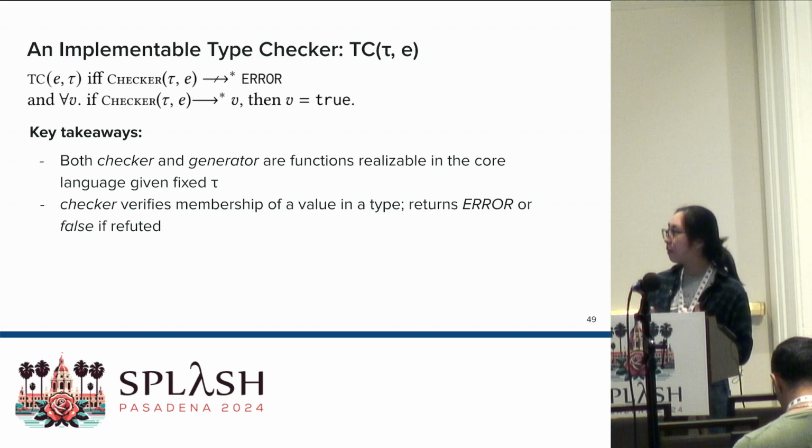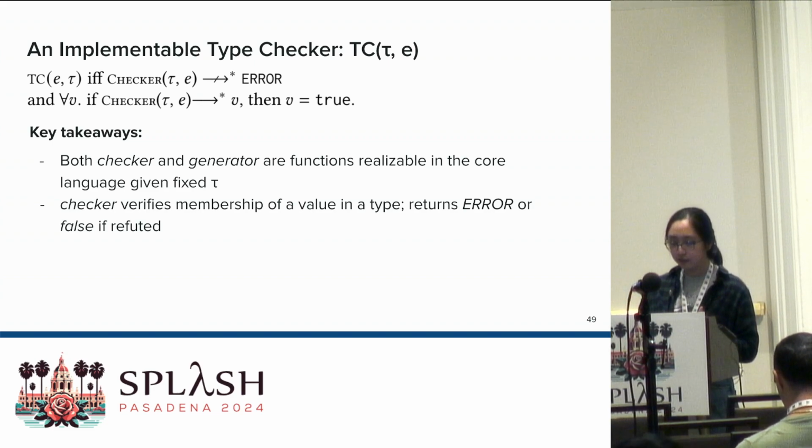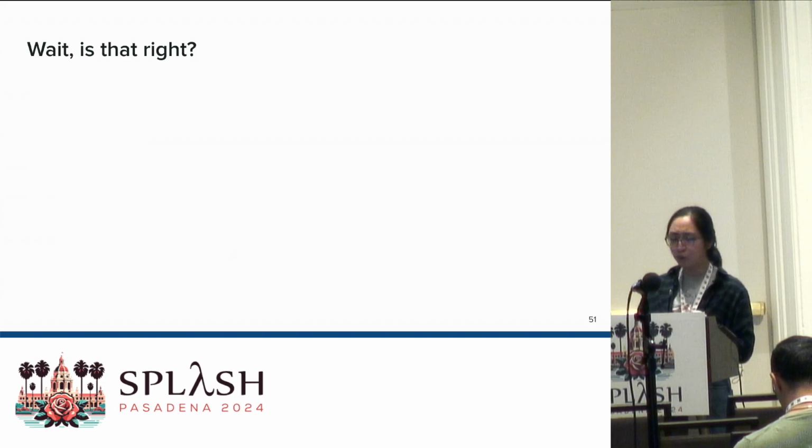Second, checker is responsible for verifying the type of a value and will return false or error if the checking fails. And finally, generator is responsible for simulating the for-all enumeration of a type. But before moving forward, you might be wondering, does that definition even make sense?